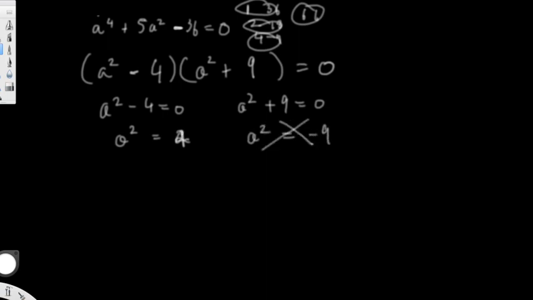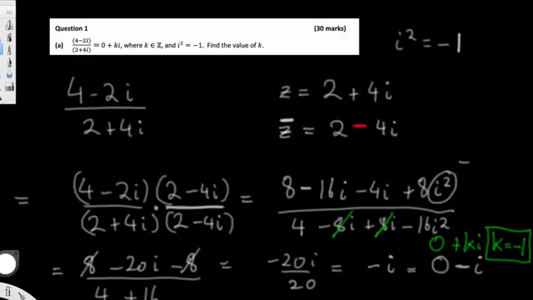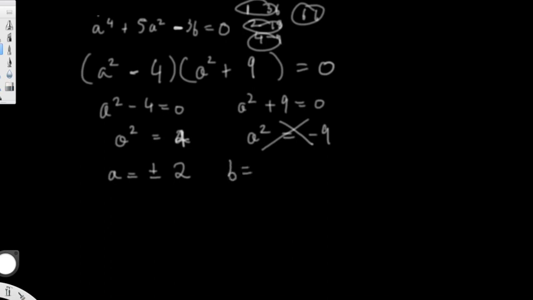Now we're going to disregard that one because we need a to be a real number. And this gives us that a is equal to plus or minus 2. Now remember from before that b was equal to 6 over a. So that means that if a is equal to 2, then b is equal to 6 over 2, which is equal to 3. Or if a is equal to minus 2, then b is equal to minus 3.